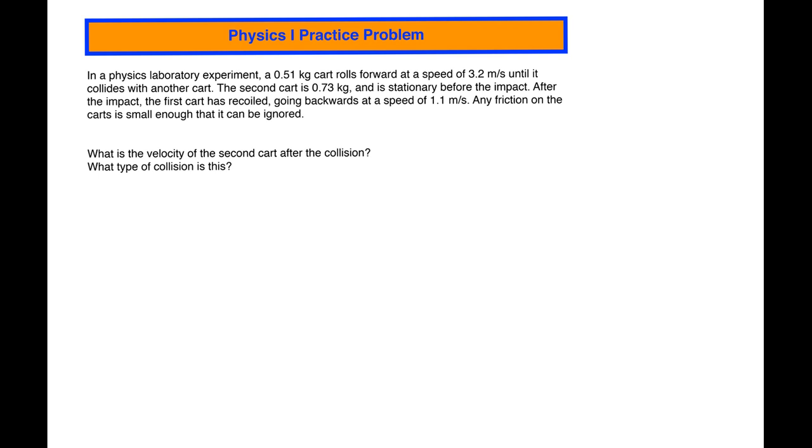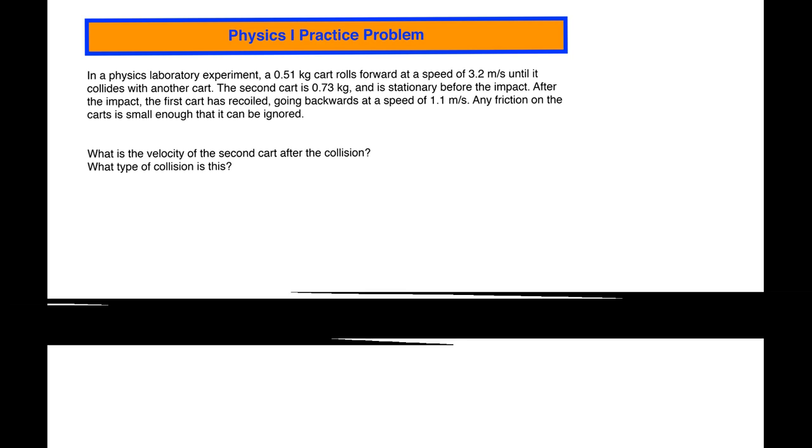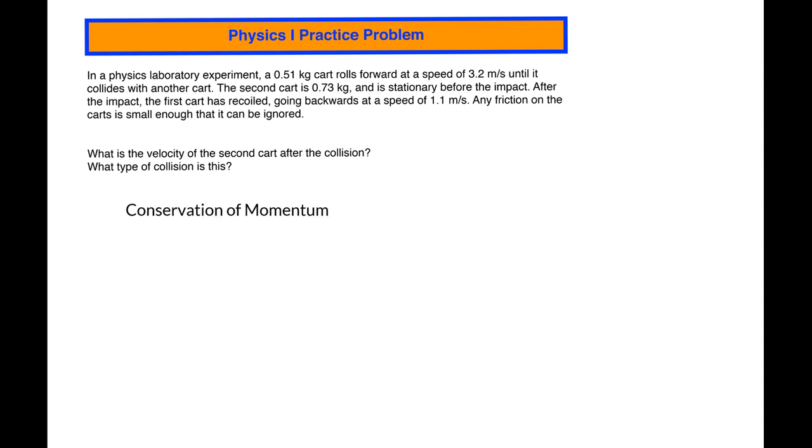Any friction on the carts is small enough that it can be ignored. What is the velocity of the second cart after the collision, and what type of collision is this? This problem will focus on using skills of conservation of momentum, collisions, and what types of collisions there are, and more generally using vectors and the importance of direction.